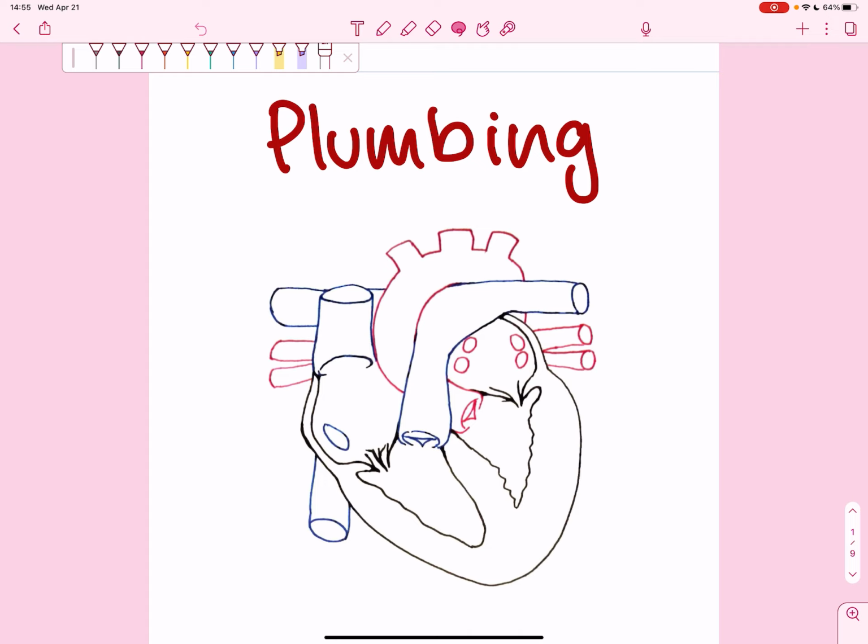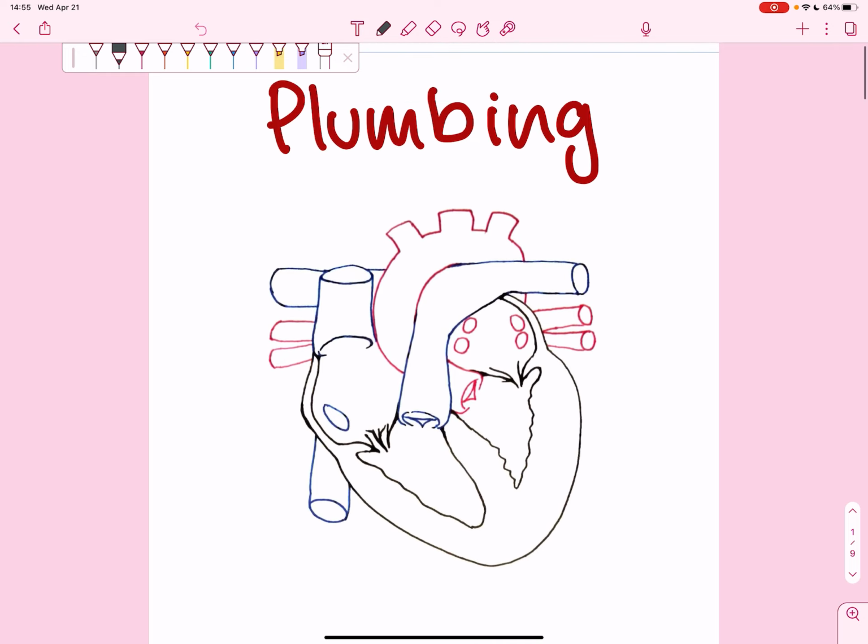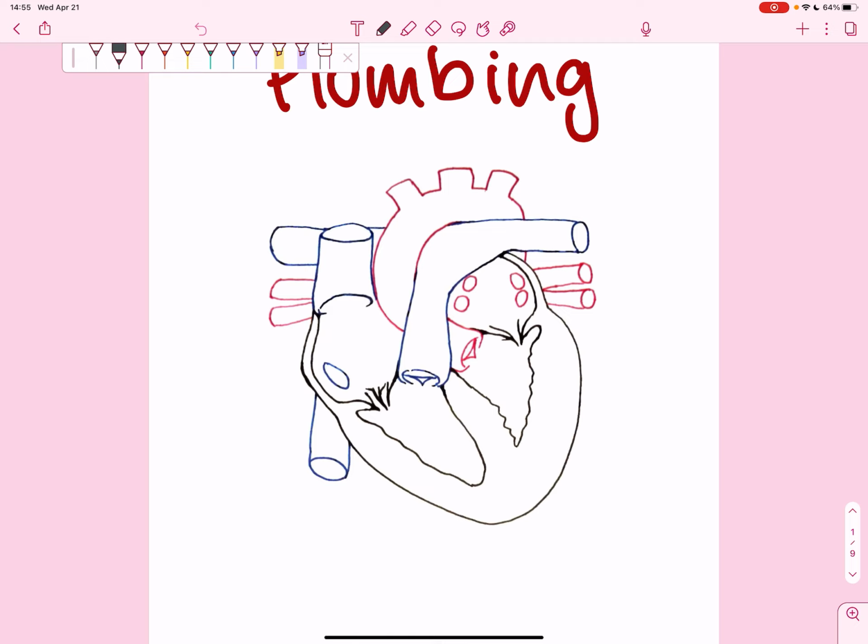So let's jump right in. As you can see, I've drawn a little diagram of the heart here, and let's just do some labeling right off the bat. We'll start over here at the superior vena cava, and then the inferior vena cava. Superior meaning above and inferior meaning below.